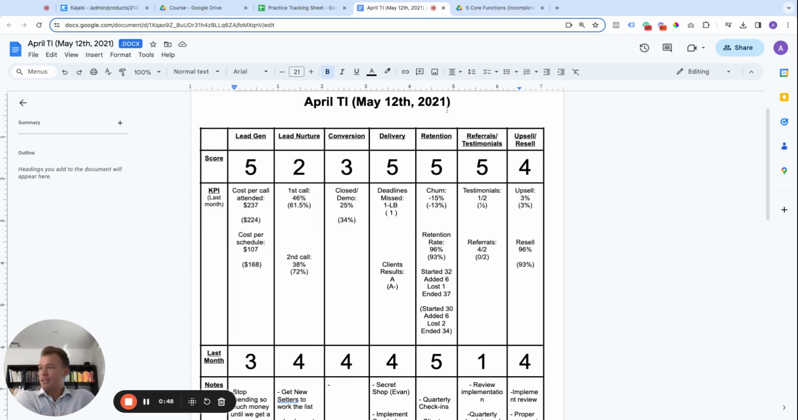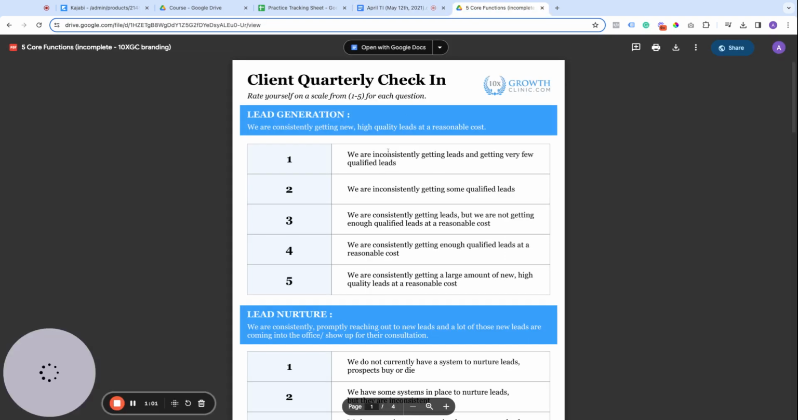I did this with a team recently, the clinic team. I do it with the clinic team all the time. We would get all the team leads together and we would go through all these things. But lead gen, you would score yourself 1 through 5 based on these different answers. We'd read the answers out loud and then we'd score ourselves on them.